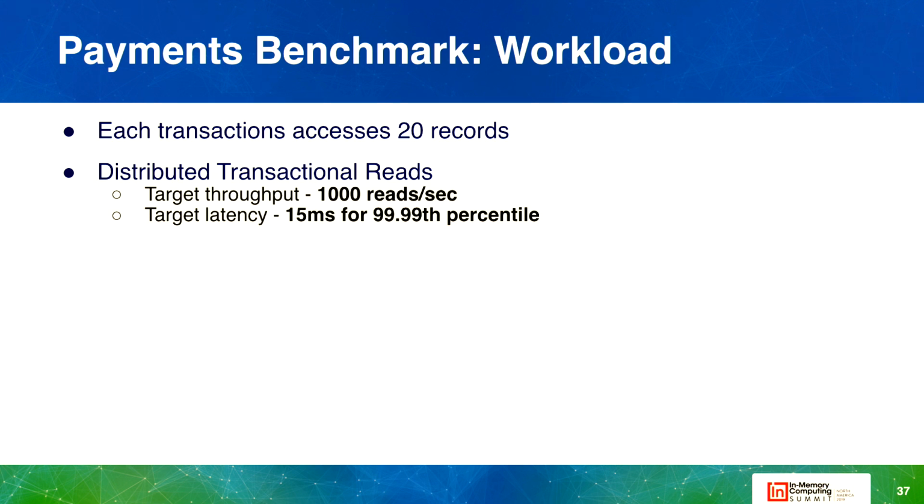For transactional reads, it's doing 1,000 operations per second. Each one of those is 20 records. And the required latency on those reads is 15 milliseconds for the 4 nines. Now that might seem like a large number, but it means that every 10 seconds you're allowed to have one thing that goes above 50 milliseconds. And that's still a lot of things that will go above 15 milliseconds.